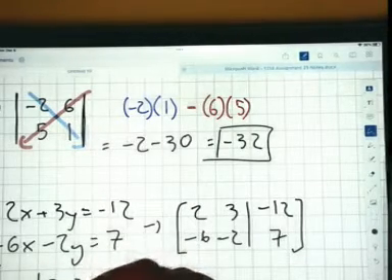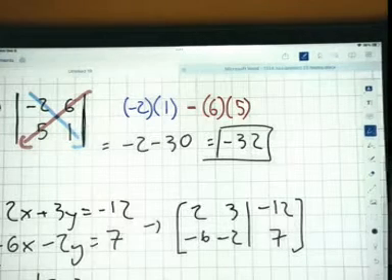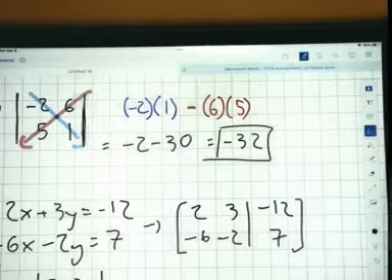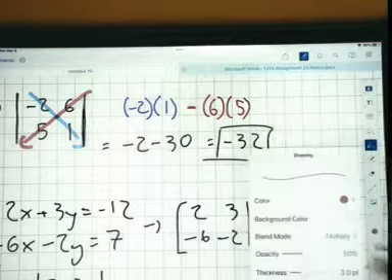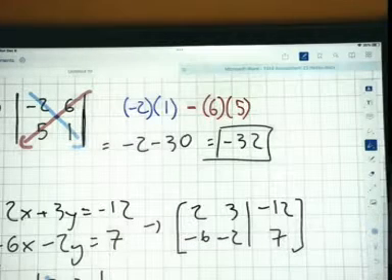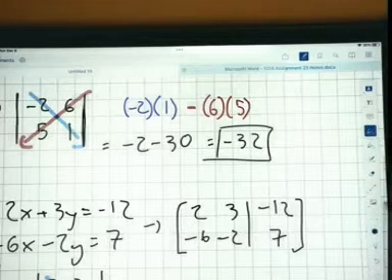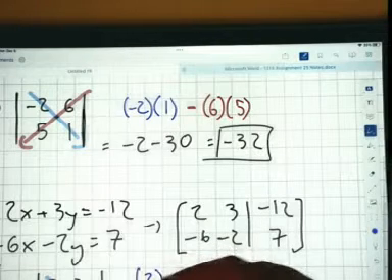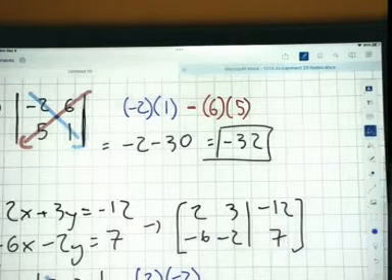Again, think about those absolute value bars. And so, again, here's your operation. You're going to multiply down that diagonal, so that's going to be in blue. So that's going to be 2 times a negative 2.